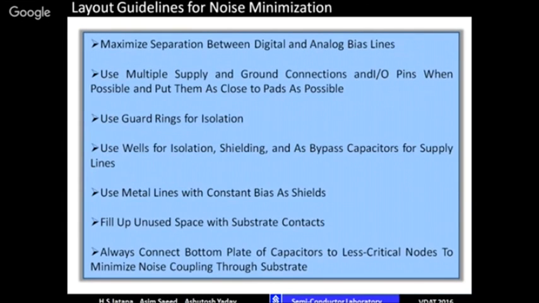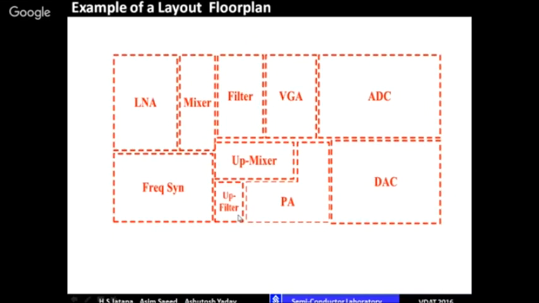Okay, so these are some of the guidelines for noise minimization. You have to maximize separation between digital and analog bias lines. Use guard rings for isolation, choose multiple supply pins, choose wells for isolation, and use shielding. Use bypass capacitors, use metal lines with constant bias, and things like that. And the various blocks you have to place carefully. If the LNA is a very sensitive block and the DAC is a very high speed block, these two blocks should be further apart from each other. Don't put these two blocks close to each other.